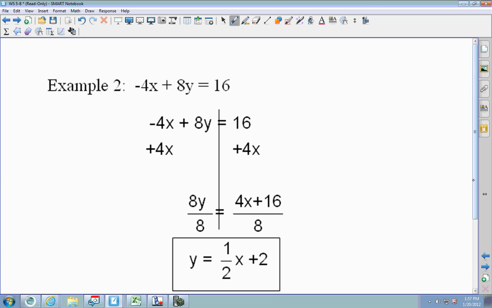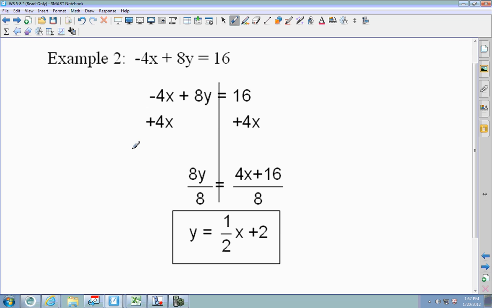The next example we have right here, you would add 4 to each side. You get 8y equals 4x plus 18. So you divide by 8. And right here, 4 divided by 8, that's a fraction. It's 1/2. 16 divided by 8 is plus 2.